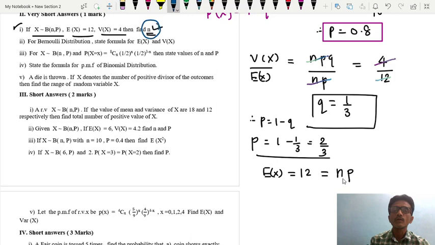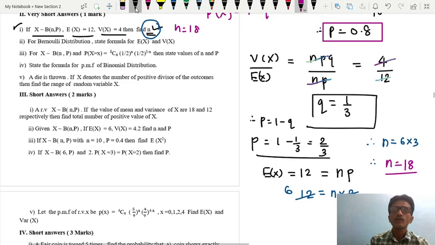Now P is 2/3. So 12 is equal to N into 2/3. Therefore here it is 6 and we will get N is equal to 6 into 3, 18. Therefore N is equal to 18. So N is equal to 18 is the answer.